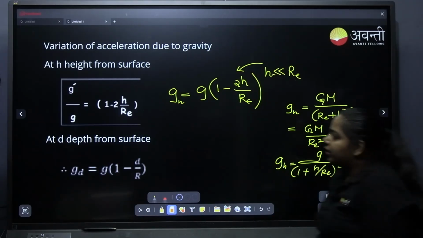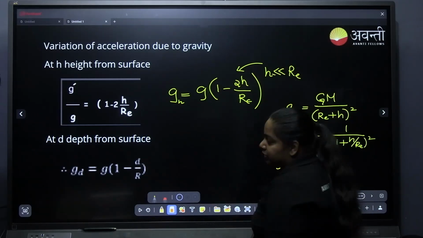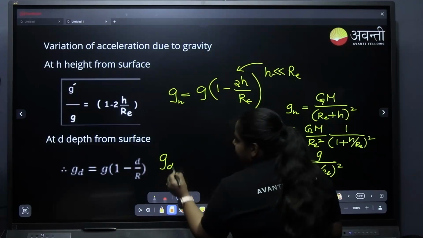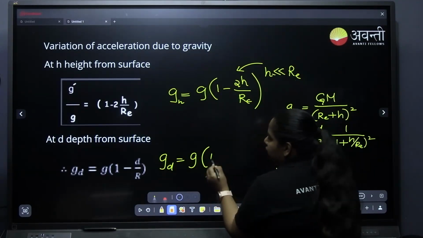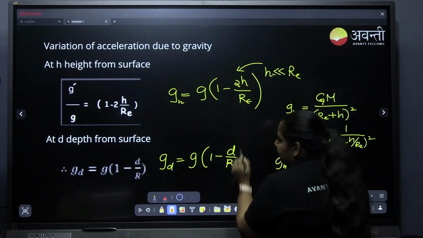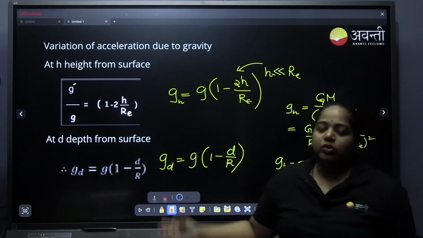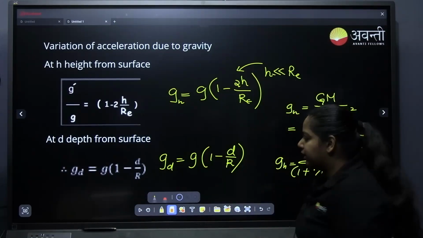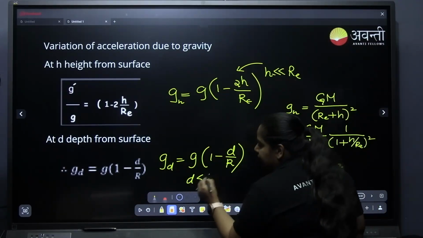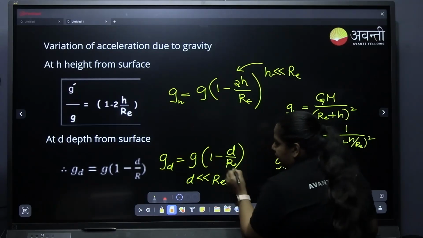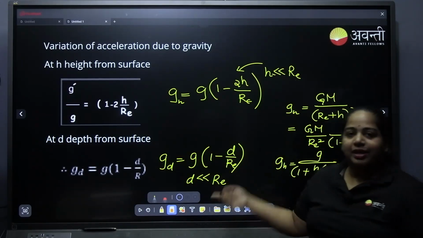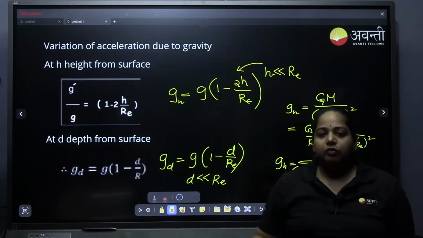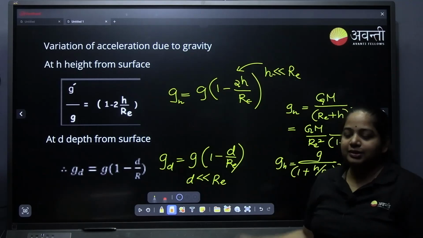Now at a depth d from the surface of the earth, our formula is g into 1 minus d by R. Here d will not be very big. This formula is applicable when d is very small compared to RE, the radius of earth. Not much variation you will get, so you can directly apply this formula. There won't be any issues. Is that clear?